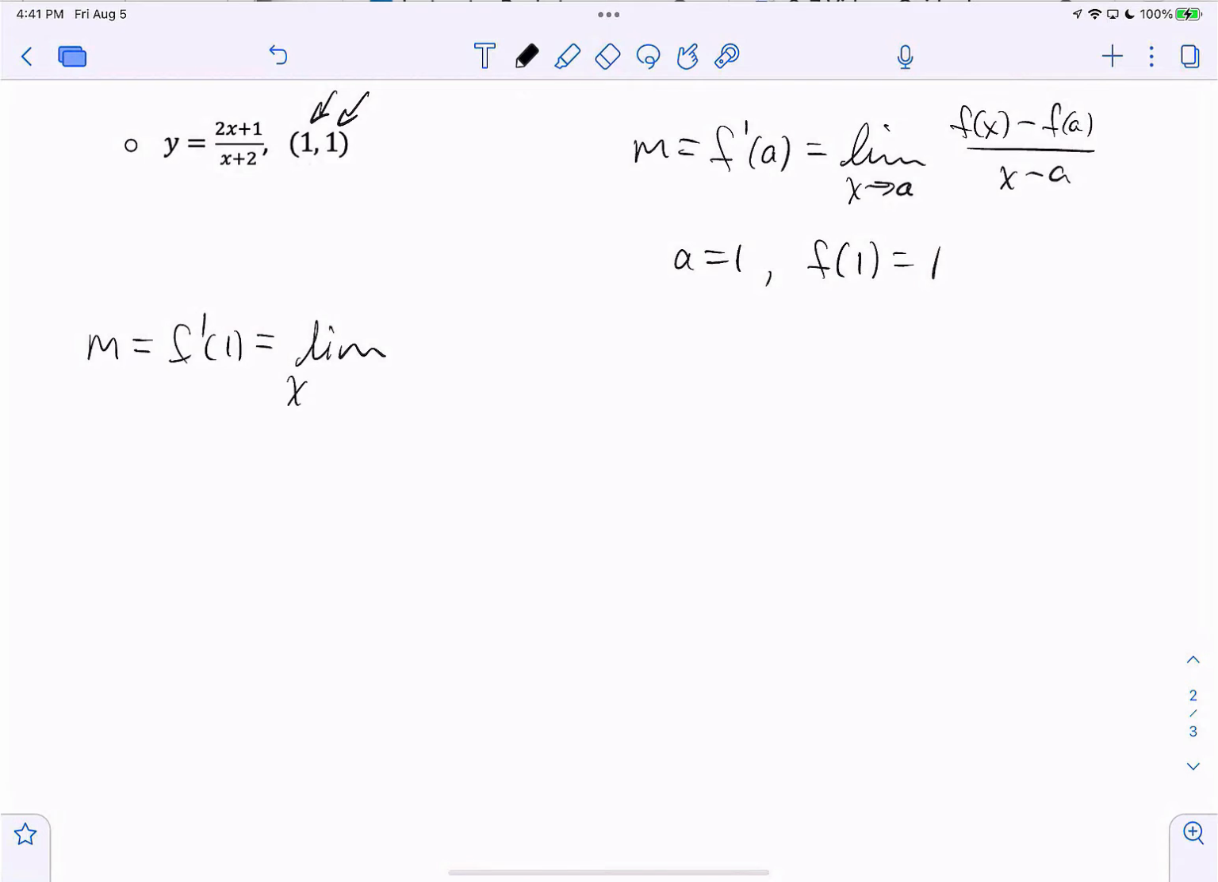So our slope, which is going to be f prime of 1, is equal to the limit as x approaches 1, since a is 1, of f(x). Well, we don't have anything to write for f(x) other than (2x + 1)/(x + 2), minus f(a), which we said is 1, divided by x minus a, and again a is 1. Now I have here a complex fraction, and so I'm going to multiply numerator and denominator by the little denominator, the x + 2.